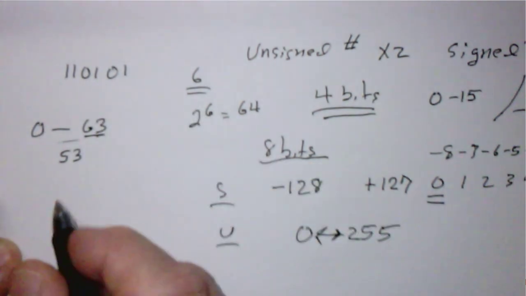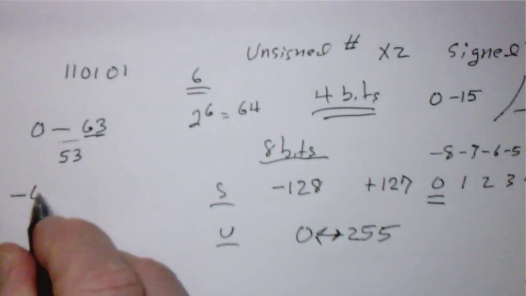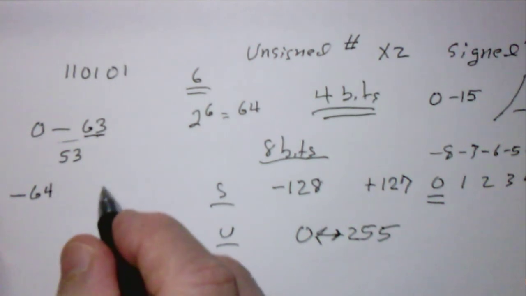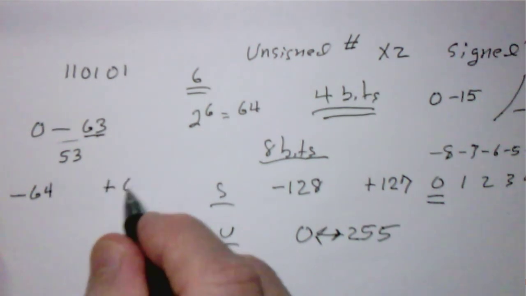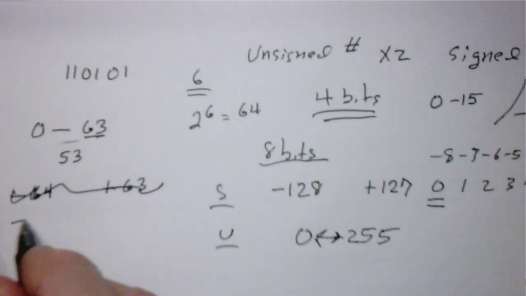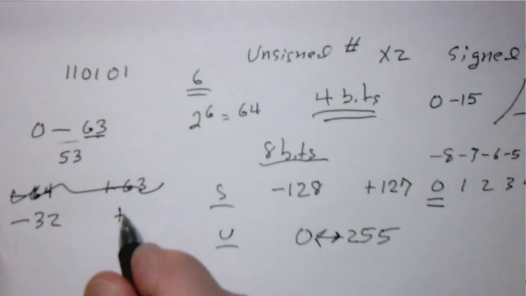And in the signed world, we only get half. So in the signed, we can go from minus 64 all the way to plus 63. I'm sorry, that's totally wrong. We can go from minus 32 to plus 31.